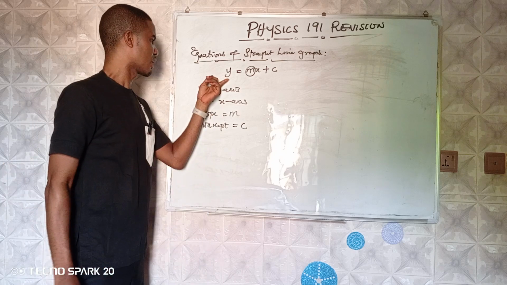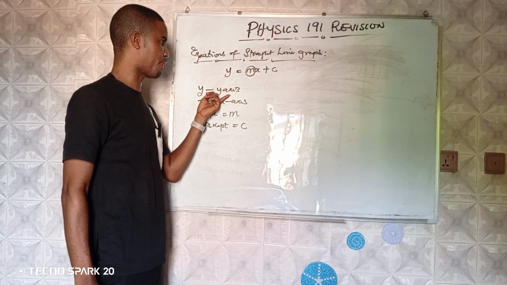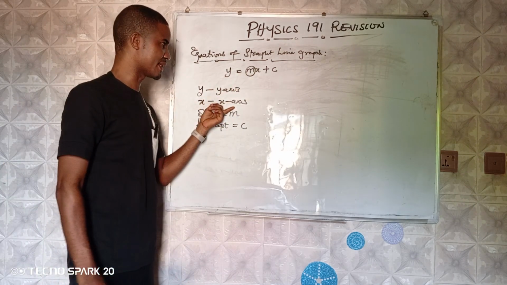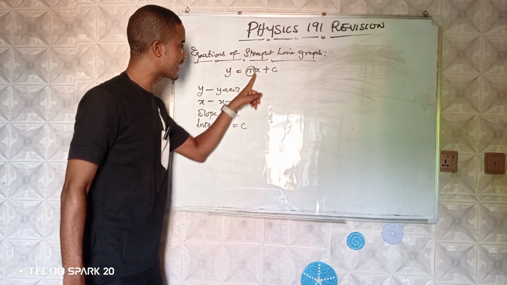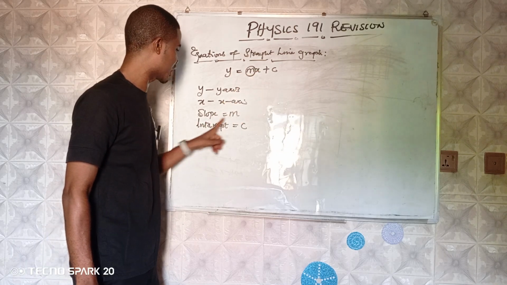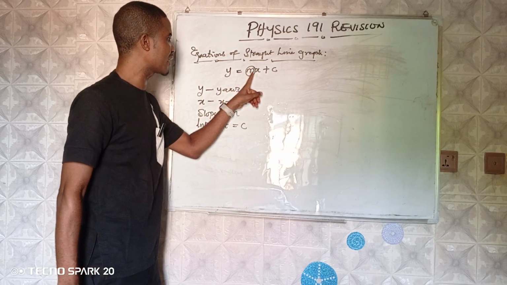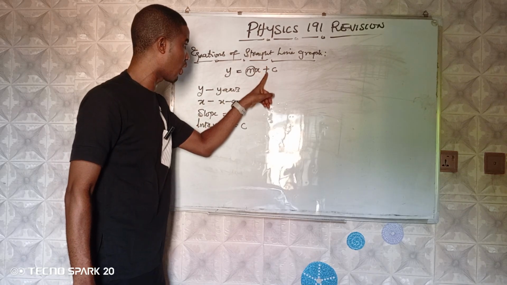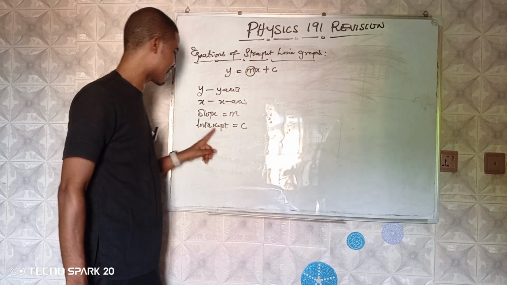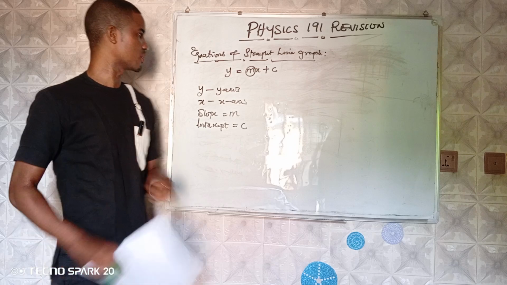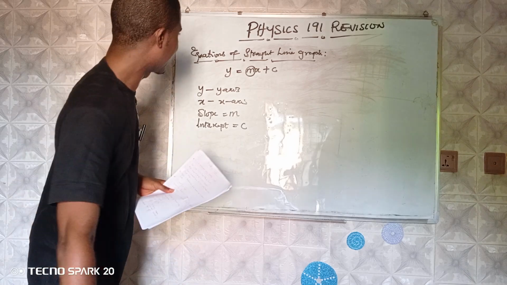I repeat, y is our y-axis, x is our x-axis. Anybody attached to the x-axis by virtue of multiplication is our slope. And anybody attached to the x-axis by virtue of plus or minus is our c. Please take note of that. So that is the equation of a straight line.